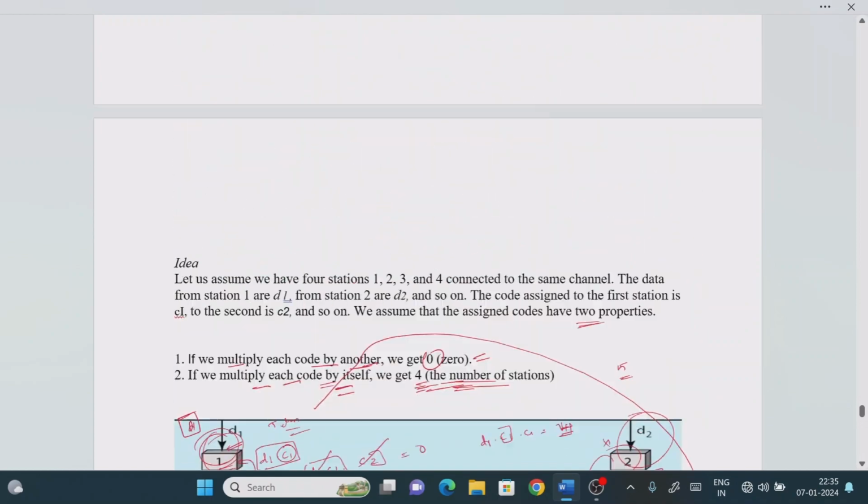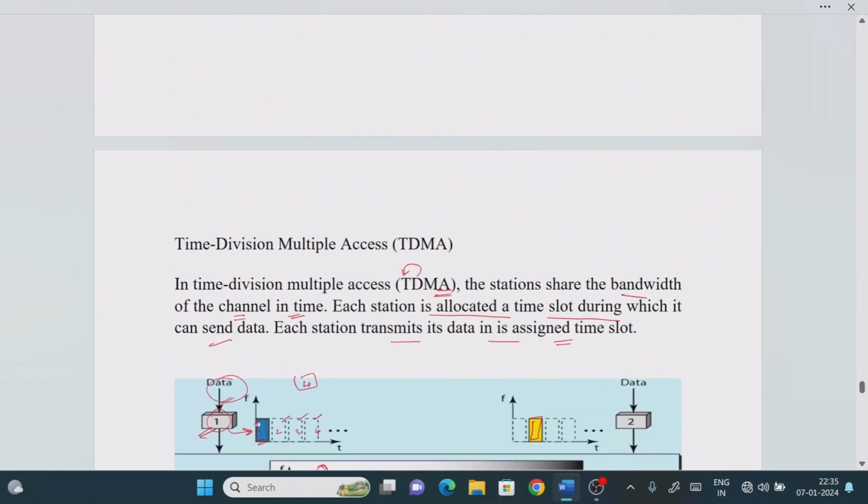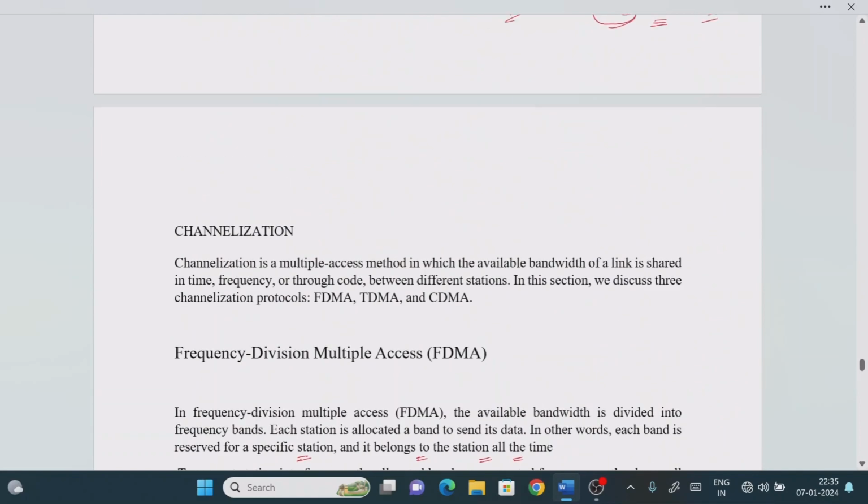So these are the basic 3 methods which we need to explain when you write in the examination. I hope you understand. Thank you very much, guys.